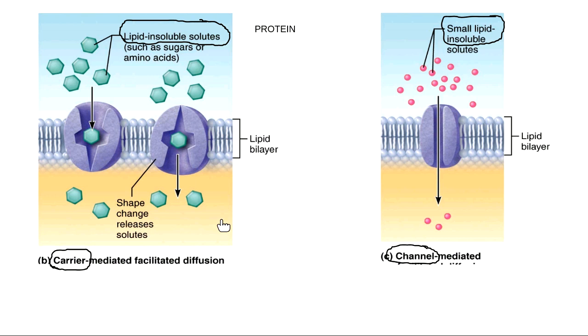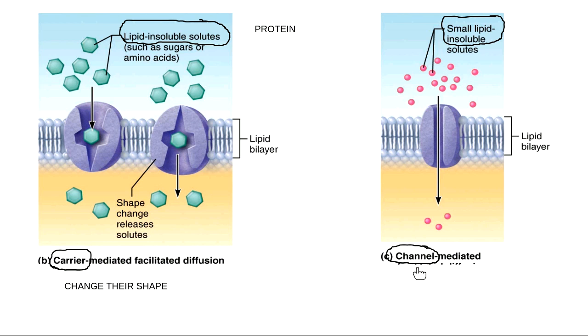So a carrier protein starts open to the outside, closed to the inside, then it opens to the inside and closes to the outside. The big idea with carrier proteins is that carrier proteins change their shape. They change their shape to move things from outside to inside. It involves a shape change.